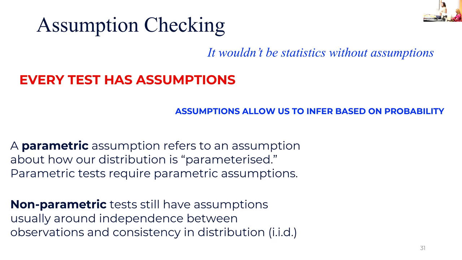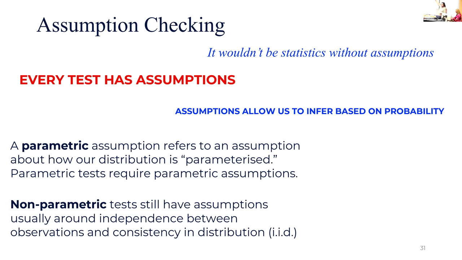Essentially, what assumptions do is they bridge that gap between the sample and the population. It allows us to apply those probability results, you know, that nice central limit theorem and all that kind of thing. There are certain assumptions that need to apply in order for us to be able to infer to our population. If you don't meet those assumptions, it breaks that ability to infer to the population. So that's why assumptions are really important.